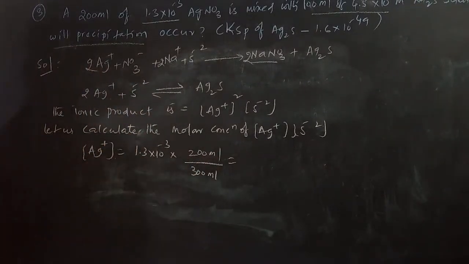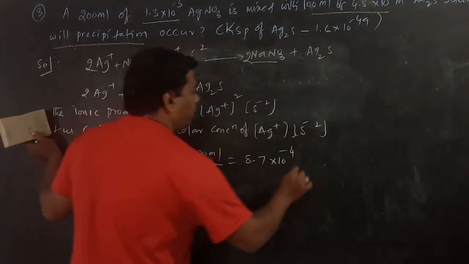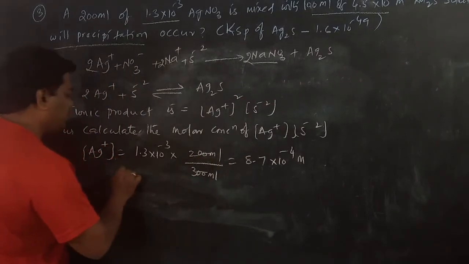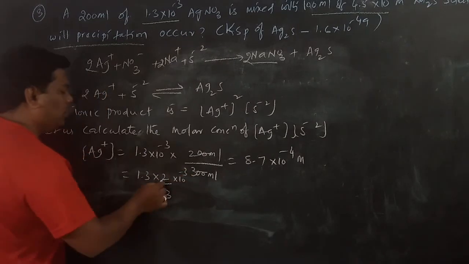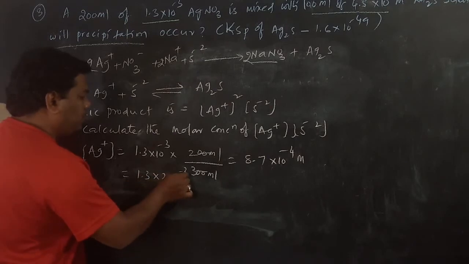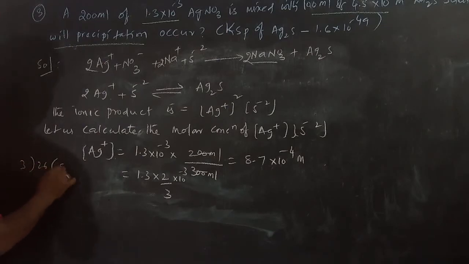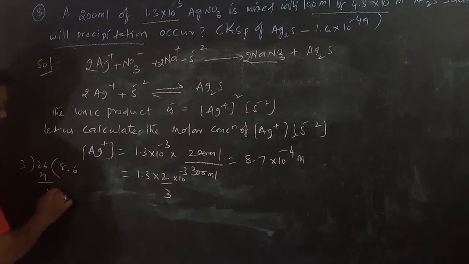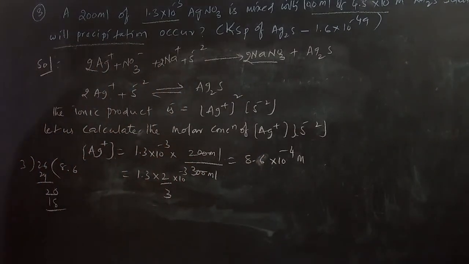After simplification we get approximately 8.7 × 10^-4 molar. The zeros get cancelled, that is equal to 1.3 into 2 by 3 into 10^-3, so 26 by 3 × 10^-4. 26 divided by 3 is approximately 8.6, so the value is approximately 8.6 × 10^-4. This is the molar concentration of Ag+.